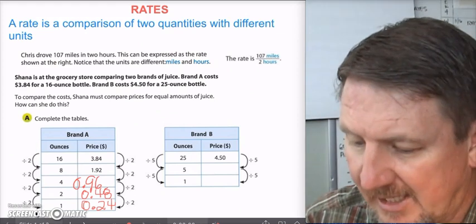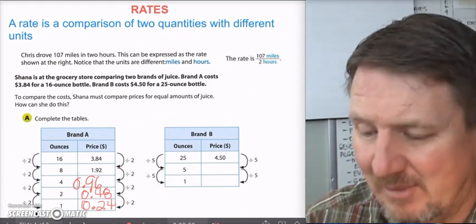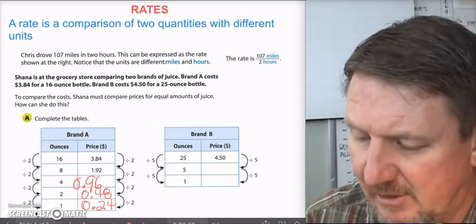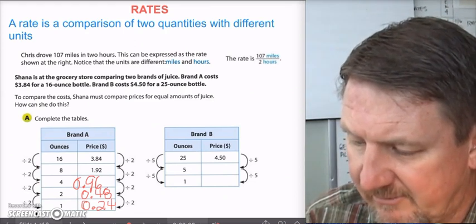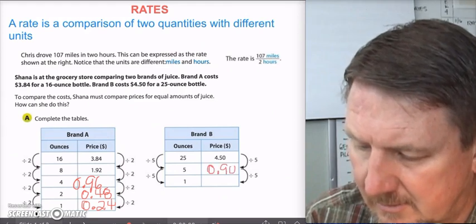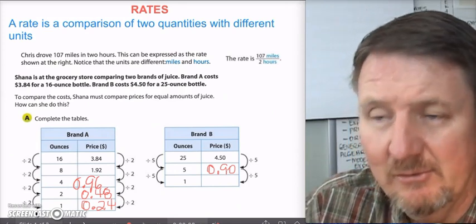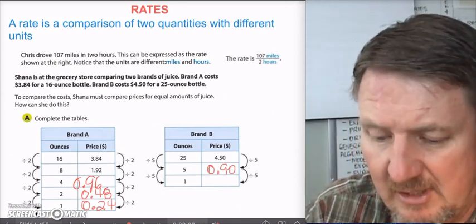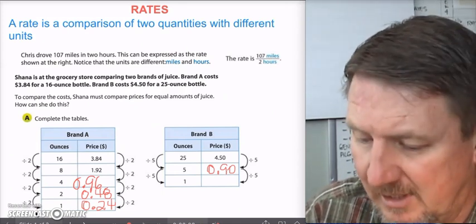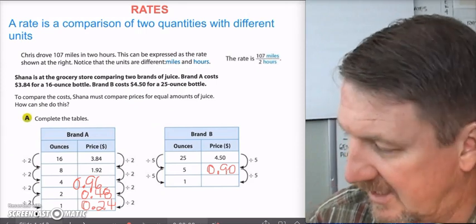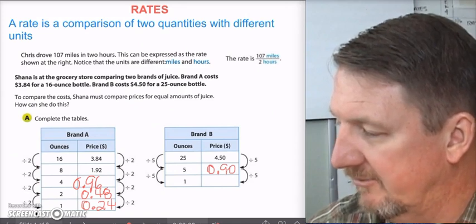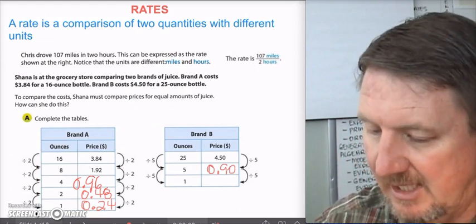Brand B, however, I can't divide by 2 because it's 25. I have to divide by a different number. Well, I can divide by 5. I can divide $4.50 by 5, and that is 90 cents for 5 ounces. Then I need to divide again because I still don't have the same units. Right here I'm talking about 5 ounces. So now I'm going to divide by 5 again. 5 divided by 5 is 1. 90 divided by 5 is not 45, that's 90 divided by 2. Hold on 1 second. 90 cents divided by 5 is 18, so 18 cents.